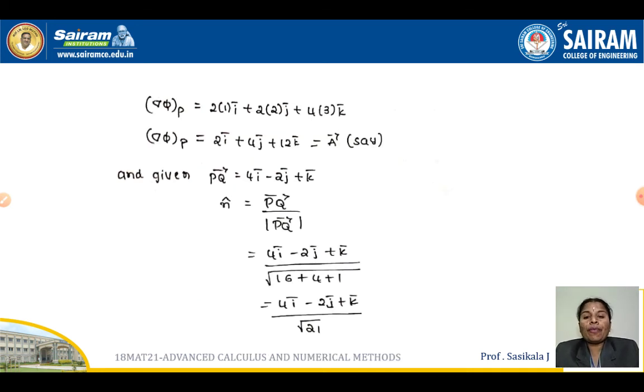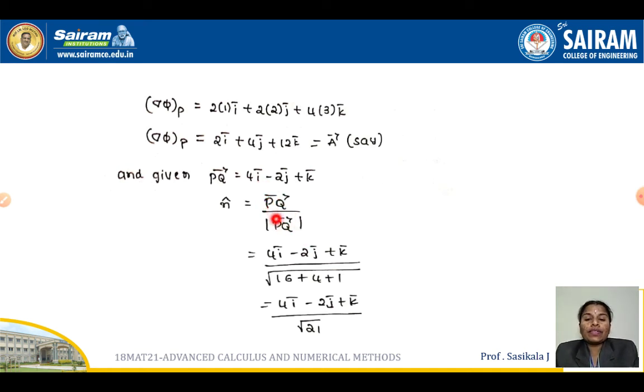Next, at the point 1, 2, 3, substitute x equal to 1, y equal to 2, z equal to 3. You will get your a vector, which is 2i vector plus 4j vector plus 12k vector. Now, given PQ vector, you write 4i vector minus 2j vector plus k vector. So n cap is this PQ vector by modulus of PQ vector.